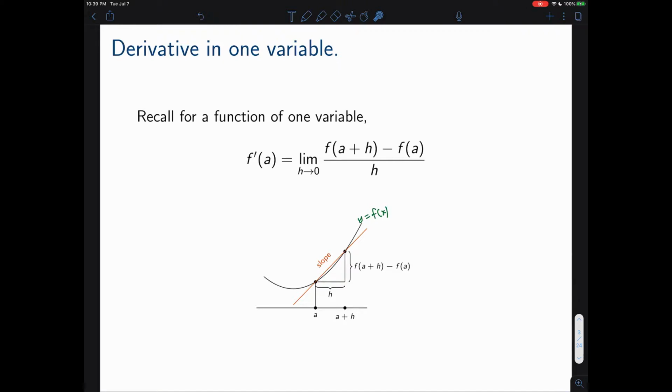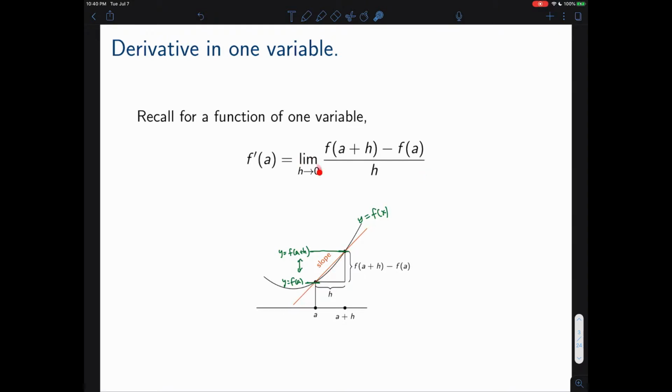The first point is at height f of a, and the second point is at height f of a plus h. And so the difference between them, the y difference, is f of a plus h minus f of a. And the horizontal distance is the distance between a and a plus h, so the distance is h. So this fraction is just rise over run for the slope of that orange line.